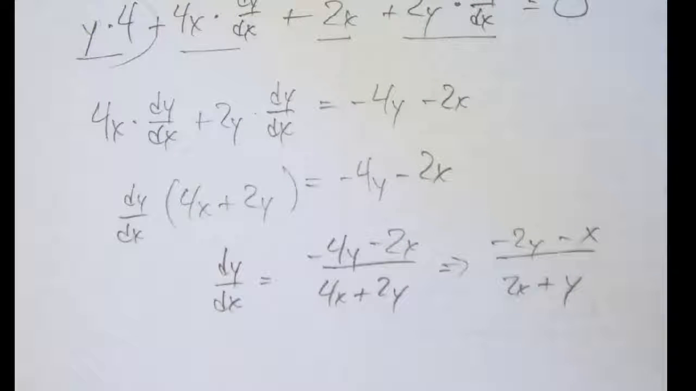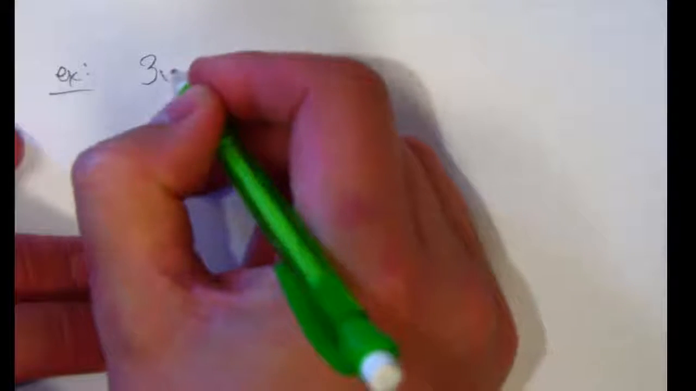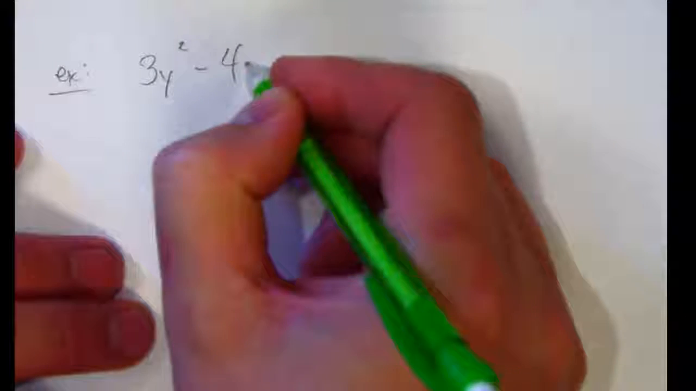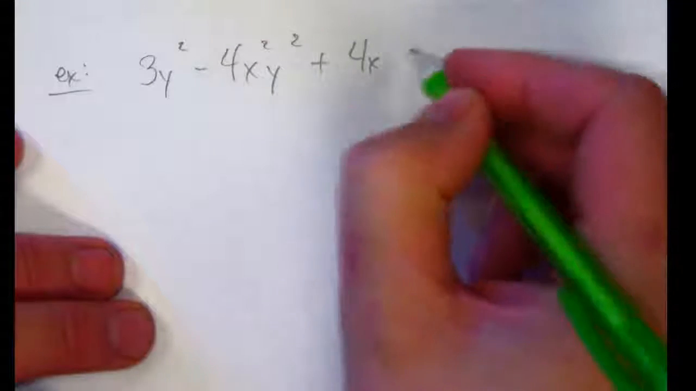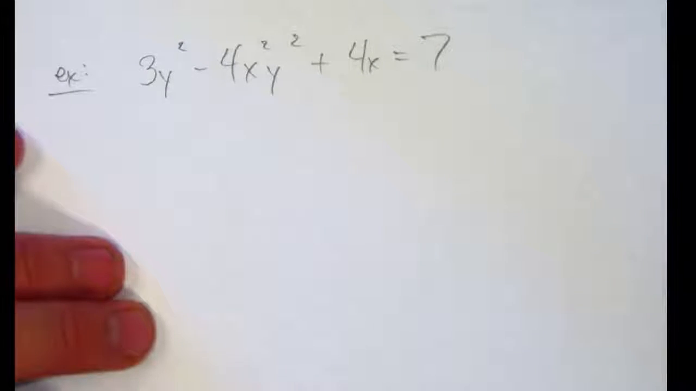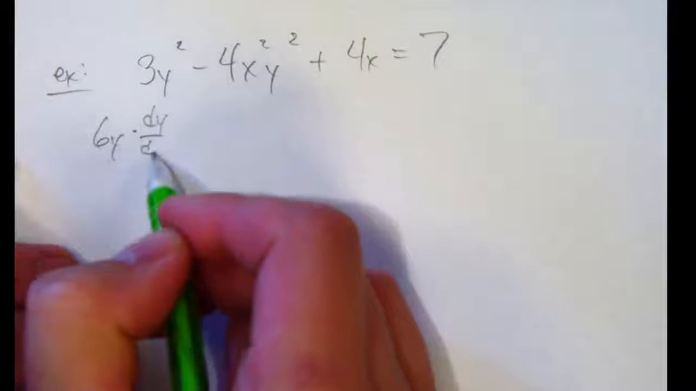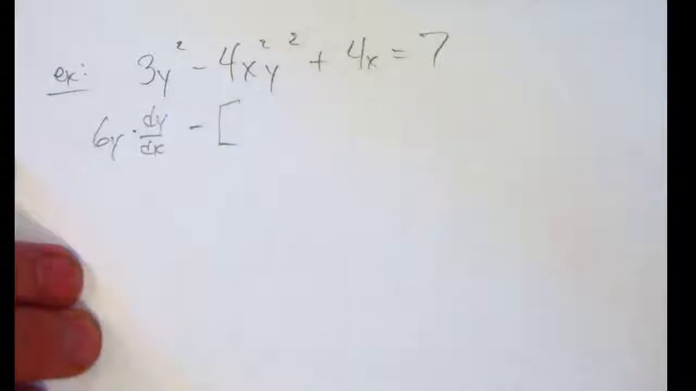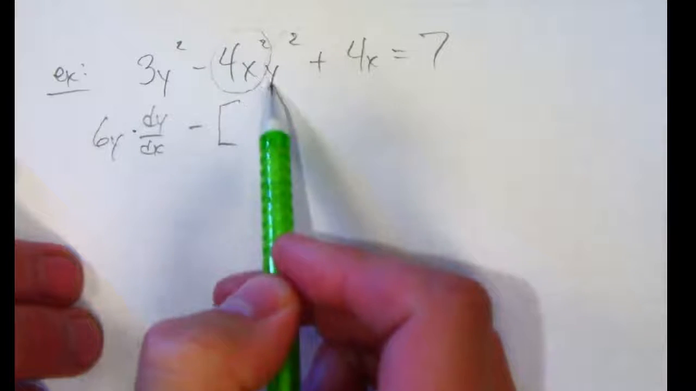Alright. Let me do one more of those product rule guys and we'll call it a day. Let's say 3y squared minus 4x squared y squared plus 4x equals 7. So 6y times dy/dx minus the entire product rule. So this is like a negative sign issue. You could screw this up easily.